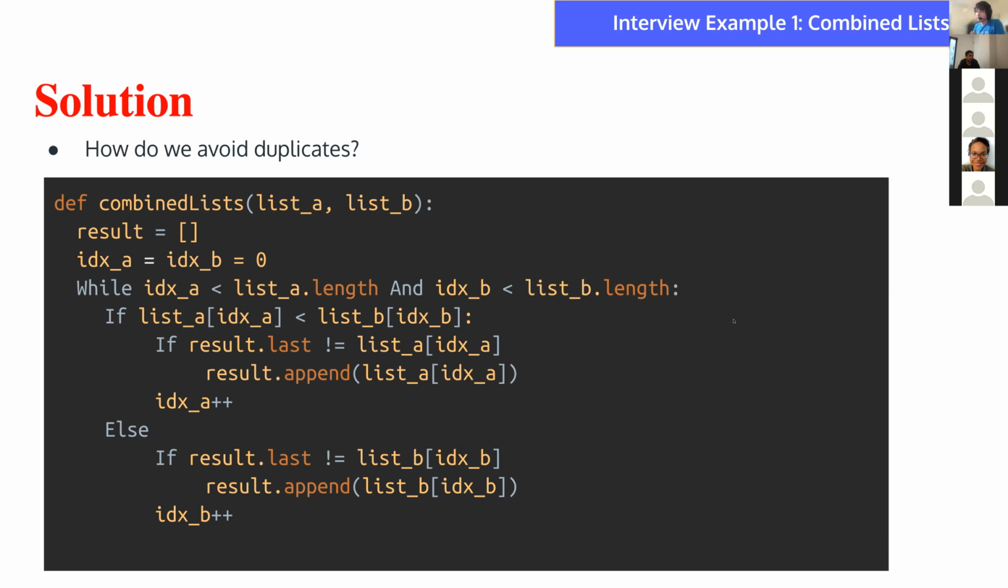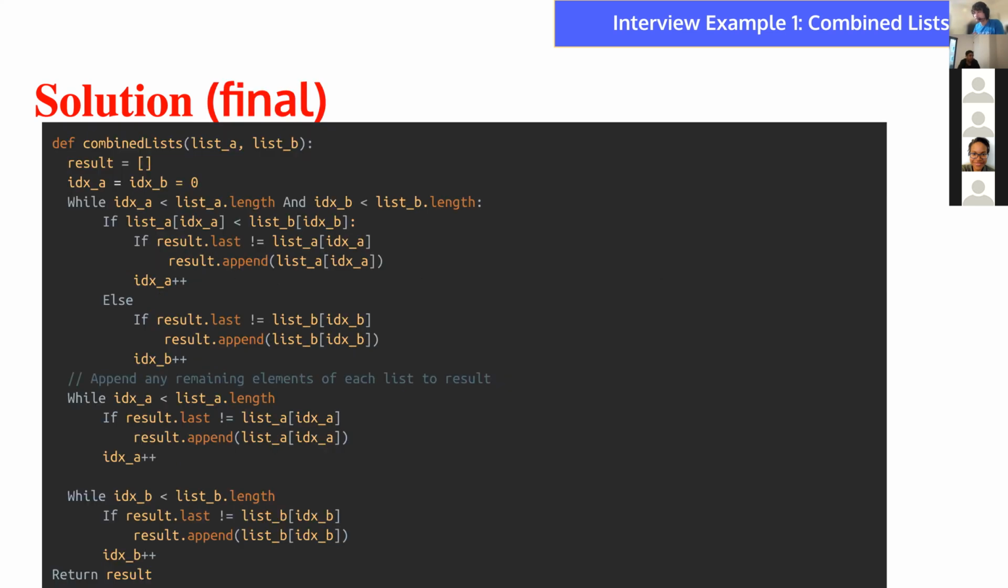Now, as Valerie brought up, the last thing we want to do is make sure that anything left over in our list after we finish the while loop gets added. And so I think I have just one more set of while loops at the end. So let's go to the next slide. Yep, and this is exactly what Valerie said.